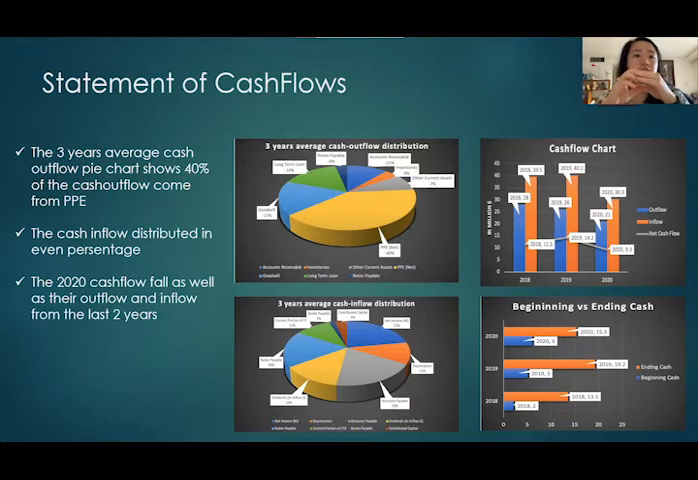The third one is the chart of how outflow and inflow are represented, and the line represents the net cash flow. And the fourth is the beginning versus ending cash. As you can see, the orange bar is how the company ended the specific year, and the blue bar is how they began the year with cash.